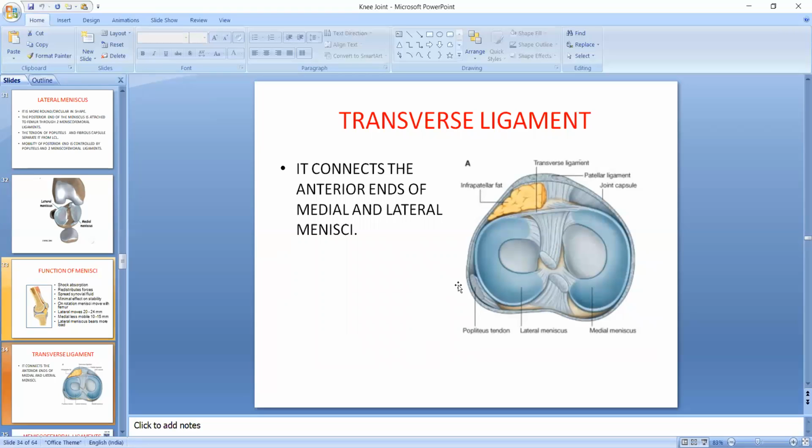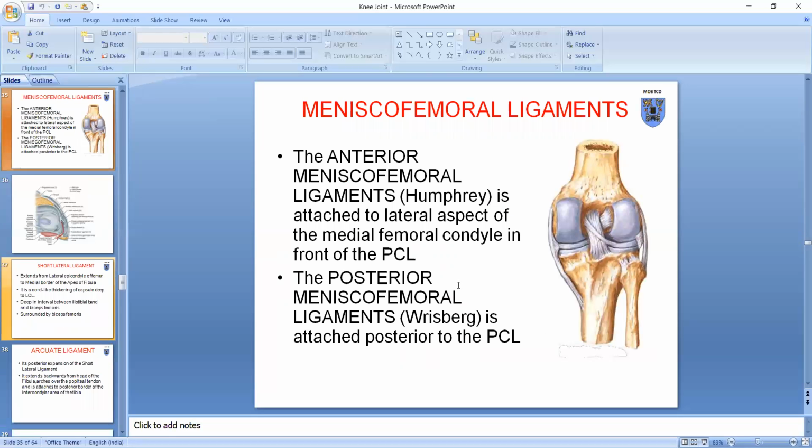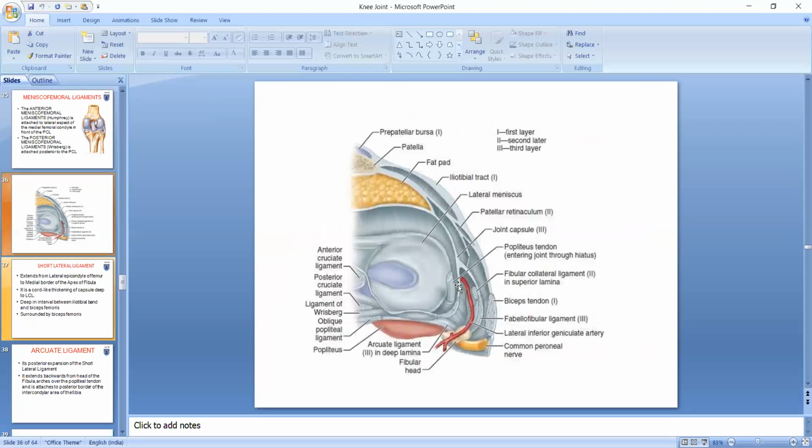Transverse ligament: it connects the anterior ends of the medial and lateral menisci. Meniscofemoral ligaments: the anterior meniscofemoral ligament is attached to the lateral aspect of the medial femoral condyle in front of the PCL. The posterior meniscofemoral ligament is attached posterior to the PCL.